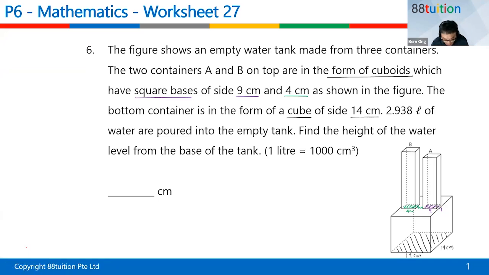2.938 liters of water are poured in. So what is the meaning of 2.938? I gave you the conversion already. Even though the question doesn't give me this, I can still work. 2.938 liters times 1,000 is 2938 ml, and 1 cm cube is equal to 1 ml. So 2938 cm cube. I know this even before the question gives me the clue. So this clue down here, you don't need to use it.